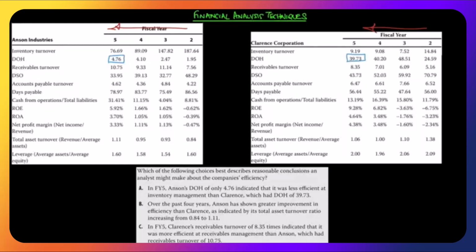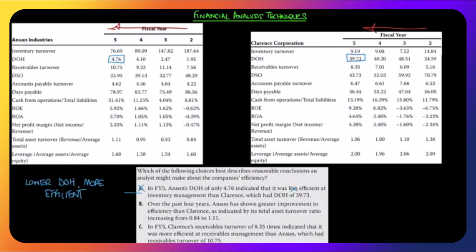There's Clarence. Well, lower DOH, without any further information, you would assume means they're more efficient. So it's not a reasonable conclusion from that information alone to say it's less efficient. It's more.